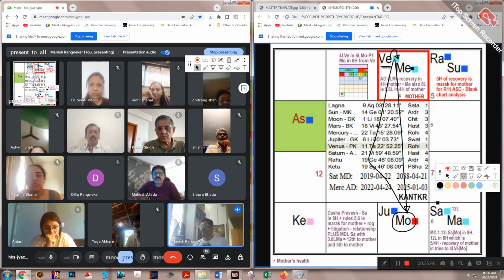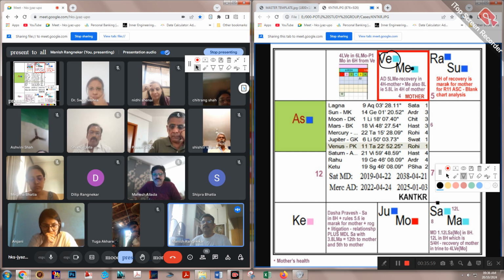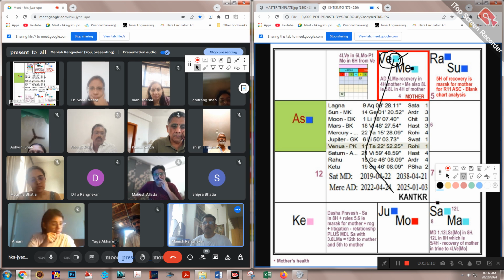It goes and sits in the disease house. It's a little delicate technique. That's why I wrote in the group also. It is a little delicate, if you understand it, good. So fourth lord is seated in Rohini nakshatra. One minute, Shivaji. Fourth lord is seated in Rohini nakshatra, that means Moon. Where is the Moon sitting? The Moon is sitting here.